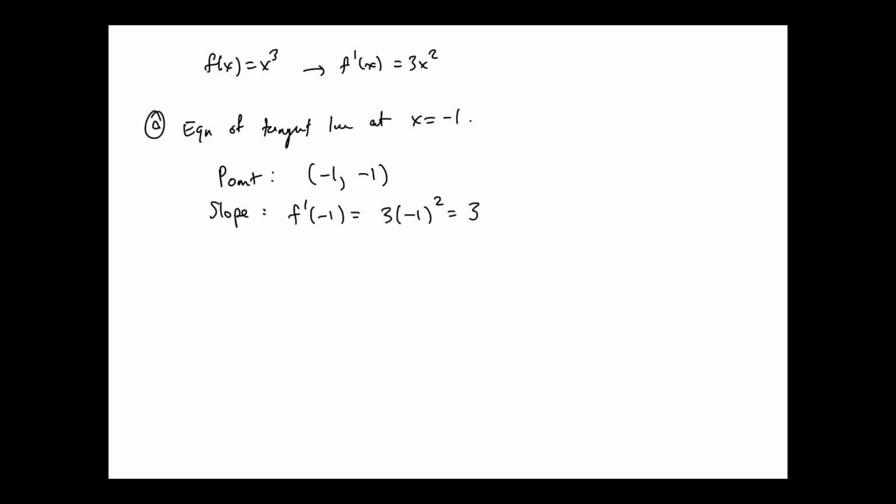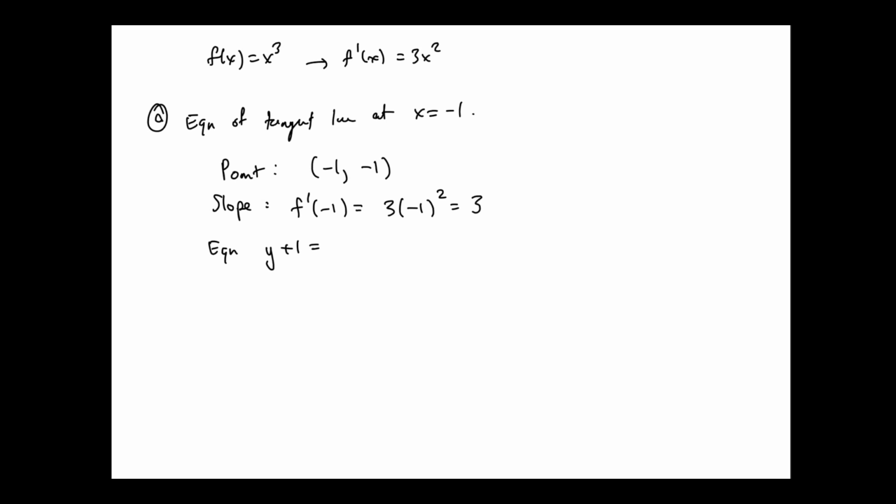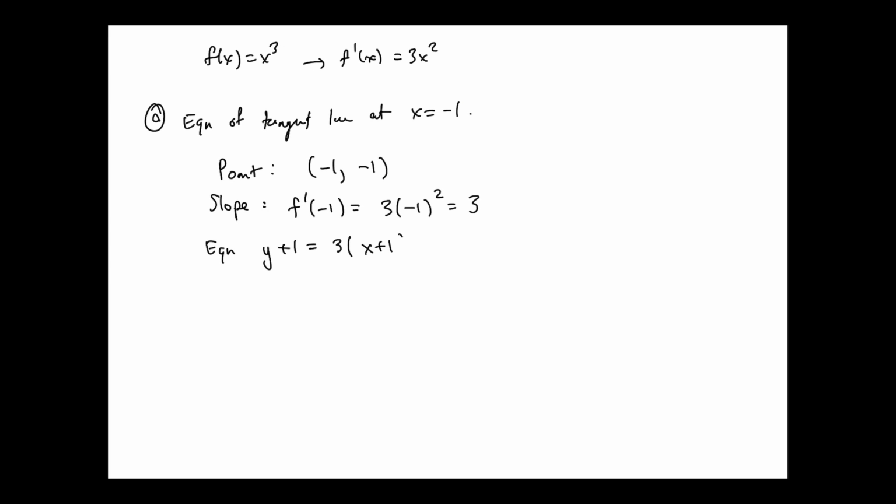Okay, so now that we have those two things, what's our equation? Y plus 1 equals 3 times x plus 1. Okay, good. Now, if I wanted to graph this, like with Desmos or something, what do I need to do next? I'd need to, at minimum, put it in mx plus b form. Okay, is that all right?